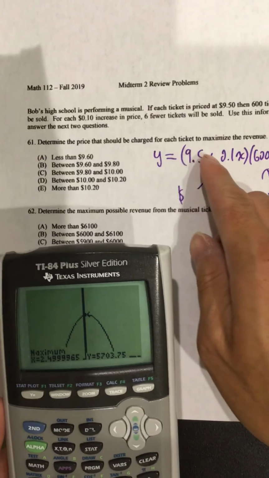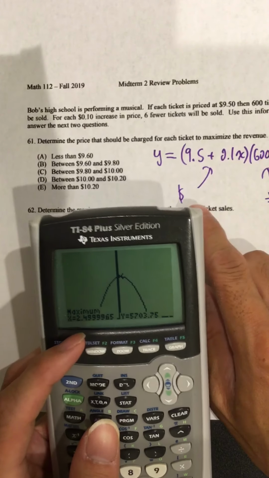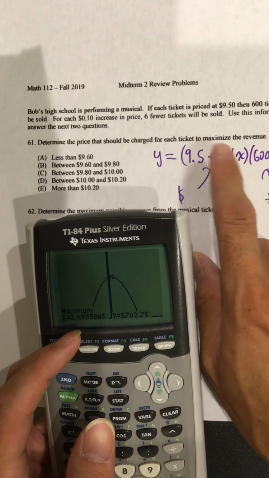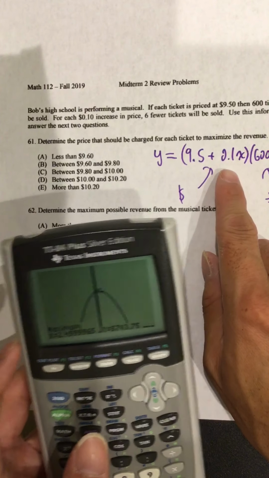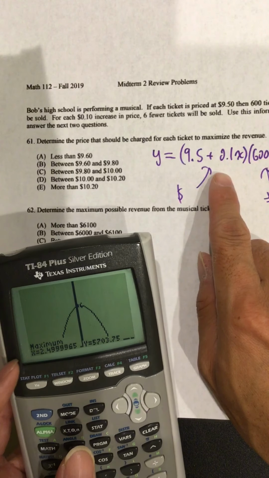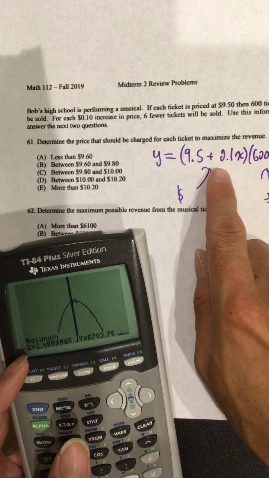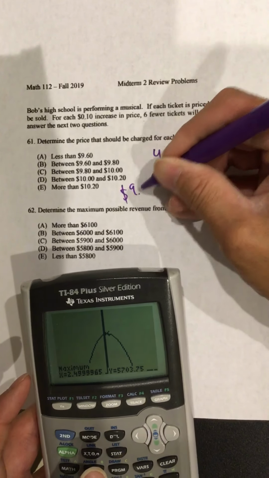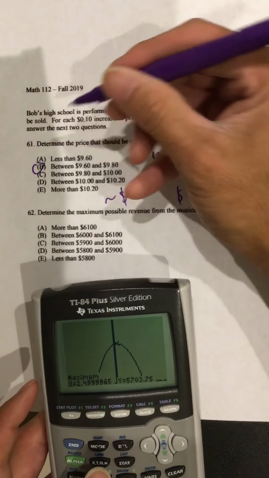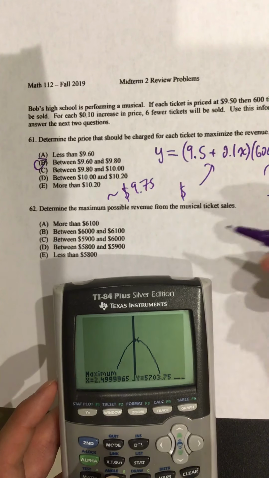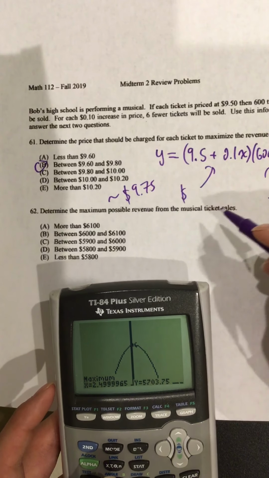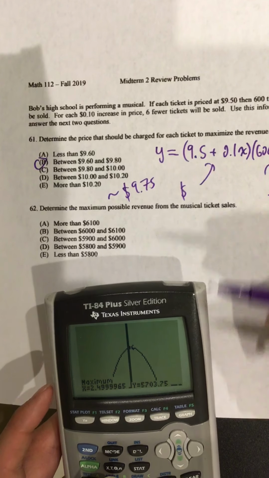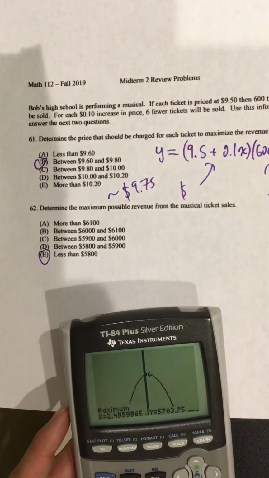The price that should be charged for each ticket: when x equals 2.5, you have to keep in mind that's the number of tickets. So x is the number of tickets, and we just plug that back into this first equation. If we plug in 2.5, that would be 9.5 plus 0.25, so that would be 9.75 or something. And this is pretty cool because we found our second answer now. Find the maximum possible revenue. Well, that's just the y value of our max, and it's 5703, which is clearly less than 5800.